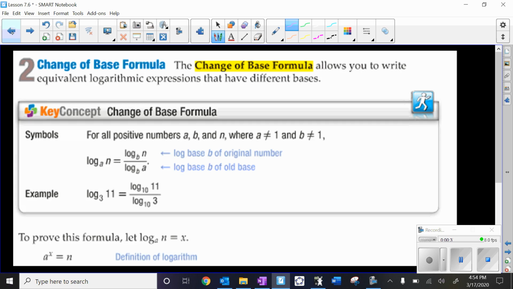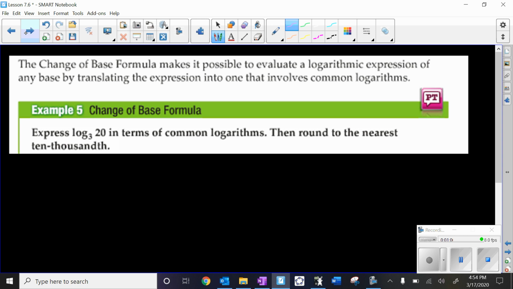And basically, the change of base formula looks like this. Sometimes it can get a little bit confusing. Log base a of n, where a is anything but 10, comes over to log base b. B is now going to be your common log, base 10, of n over log base 10 of whatever a is. So if I go over here, it's going to come out to log of 20 over log of 3. And you can take that and plug it into your calculator.